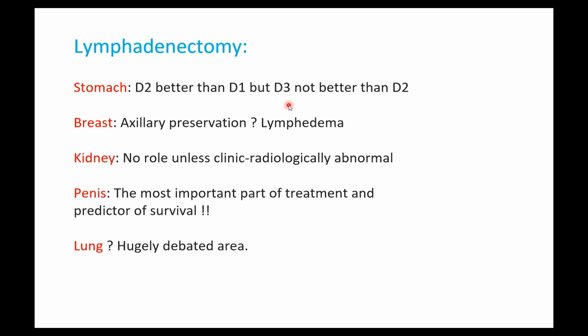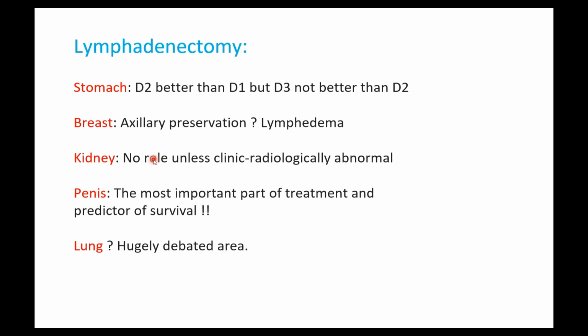But D2 plus routine para-aortic lymphadenectomy and all that, the D3 lymphadenectomy, as it is called in Japan, was not better than D2 in providing additional overall survival. So the limit was D2 better than D1, but D3 was not required. So the standard of care continues to be a D2 lymphadenectomy.